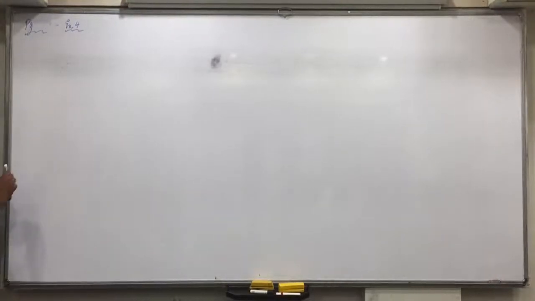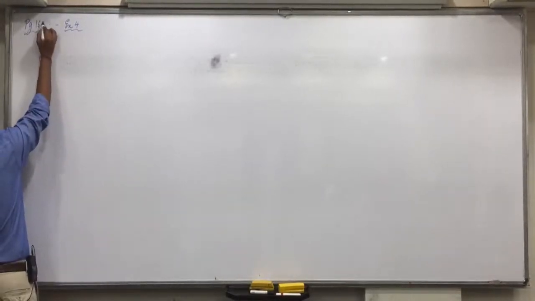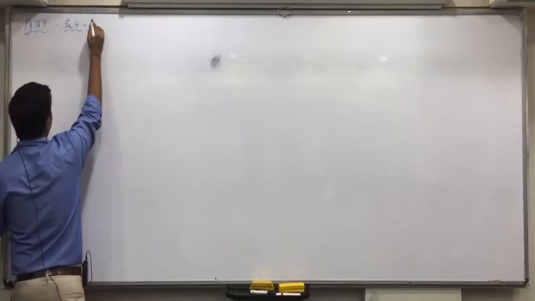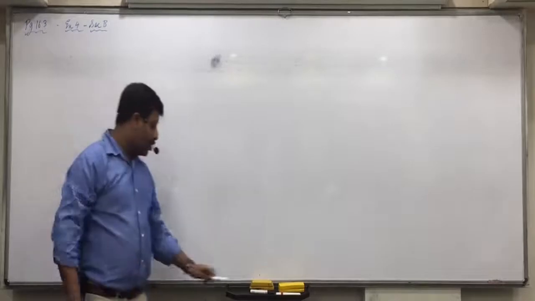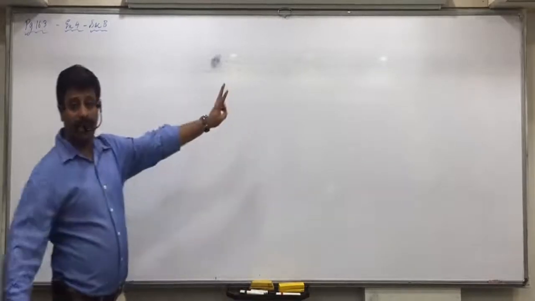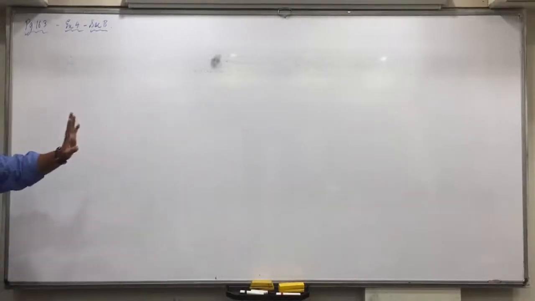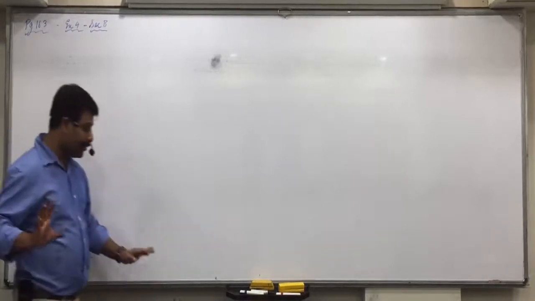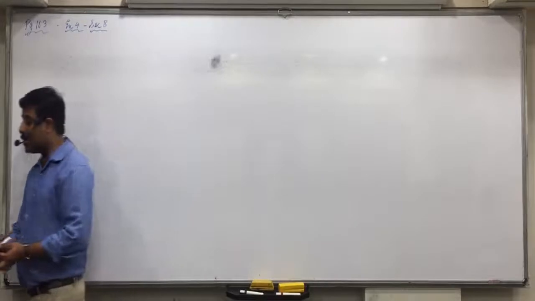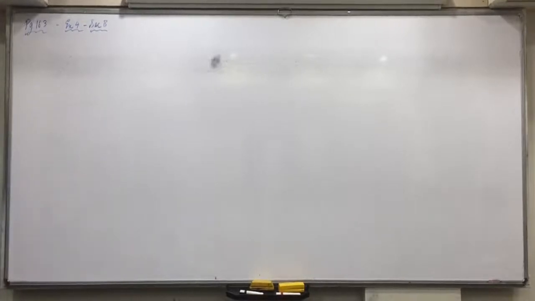Page 163, exercise 4, section B. As I said, only the last two kinds of questions I am doing in the class, if there is anything complicated, and the simple ones you will be doing in homework. So in section B, questions 1, 2, 3 are your homework.